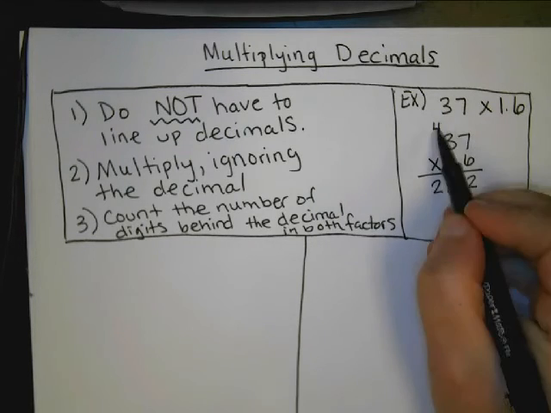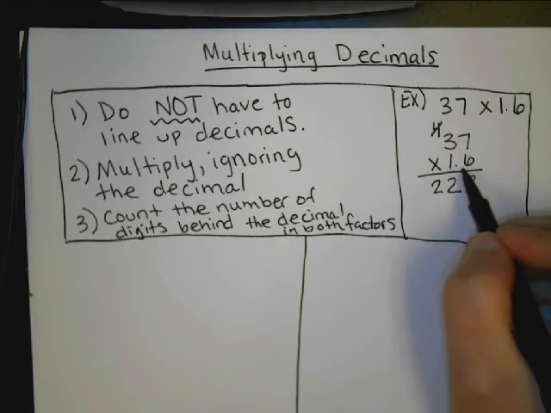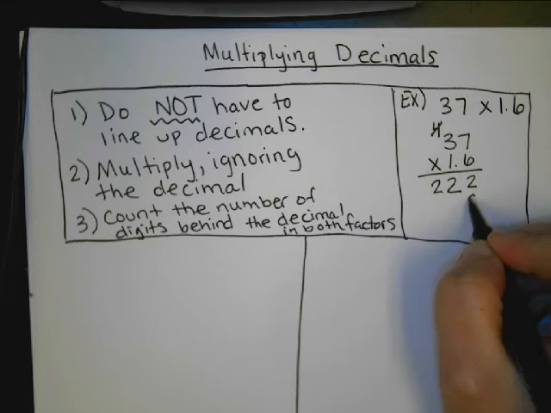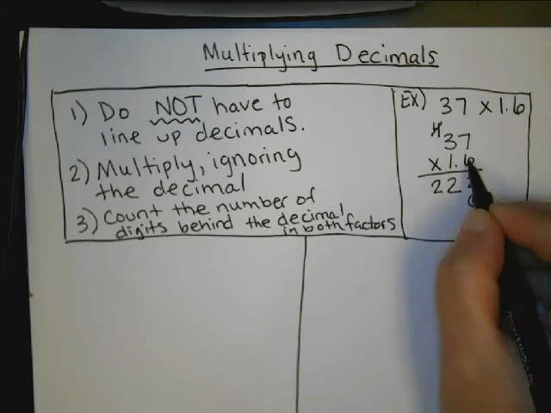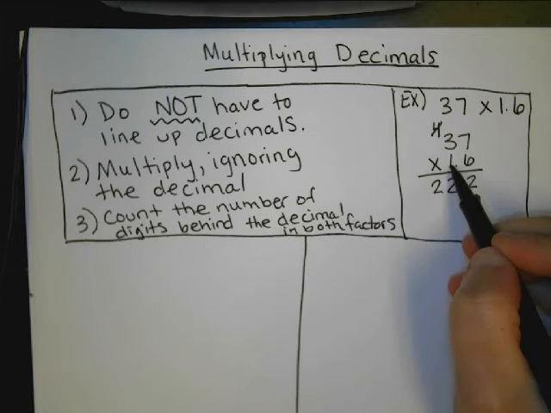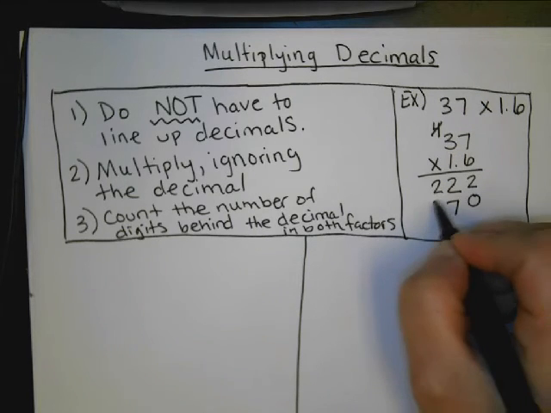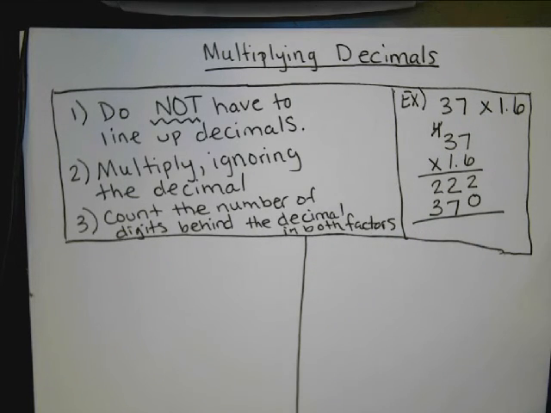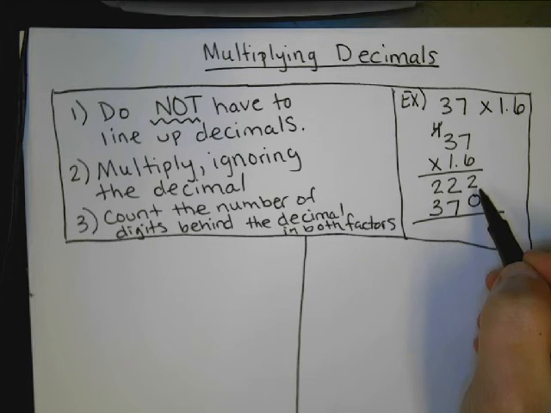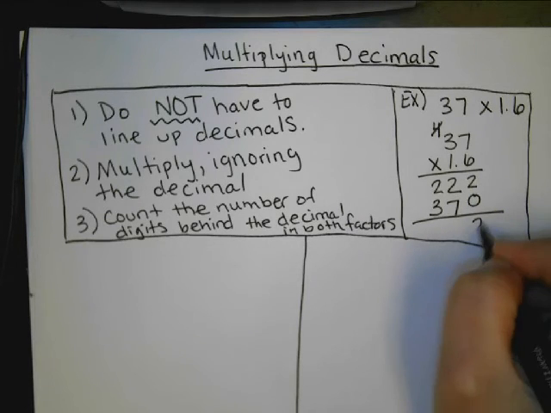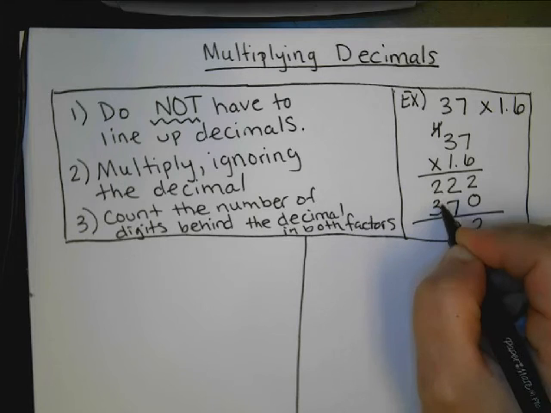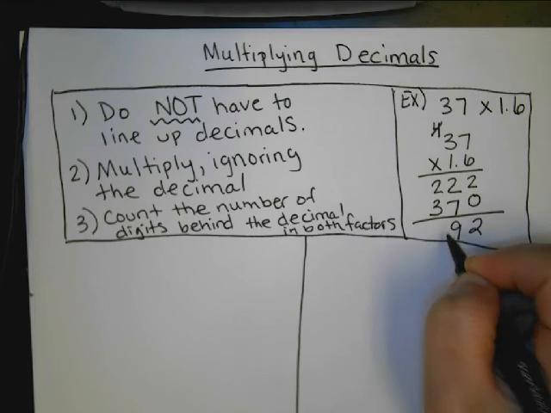Now, we might want to cross that out since we've used it. To move over to this one place, remember we have to put a 0 placeholder because we're moving one place over. And then we just keep multiplying. 1 times 7 is 7. 1 times 3 is 3. And we add our rows together. 2 plus 0 is 2. 2 plus 7 is 9. And 2 plus 3 is 5.